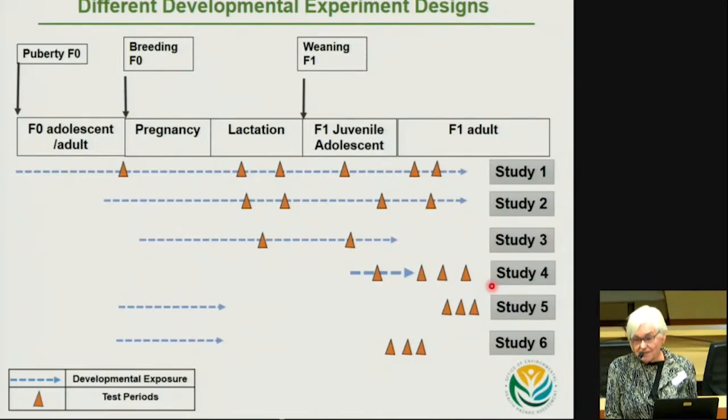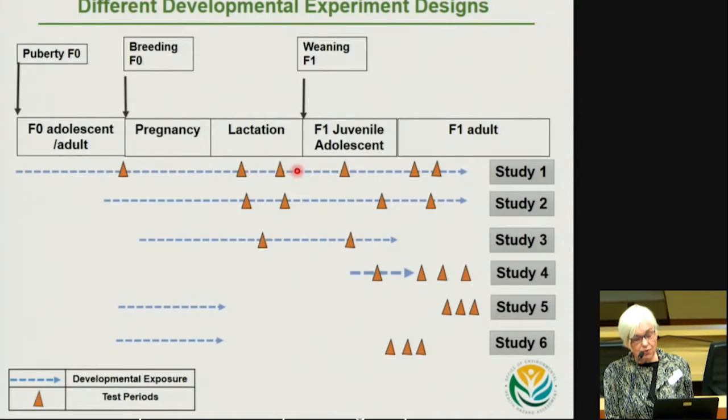So, getting into some developmental study designs. This slide has representatives of some of the studies from the developmental group. The dotted blue line represents the exposure period, and the little red triangles represent testing times. In this first study, the exposure to the dye began way back at the puberty of the parents, the F0 generation. Both the males and the females, the parents, were exposed right up to the time of breeding. Then the moms continued to be exposed through pregnancy and lactation.